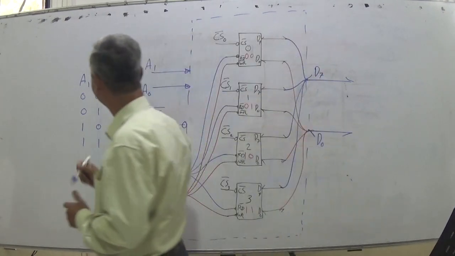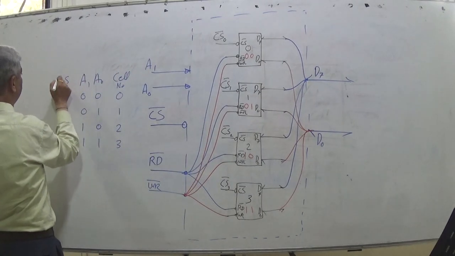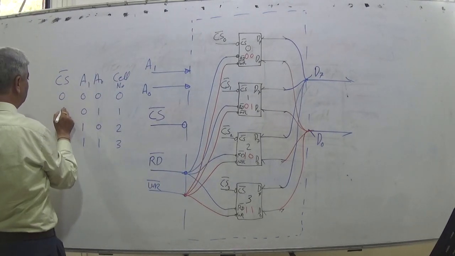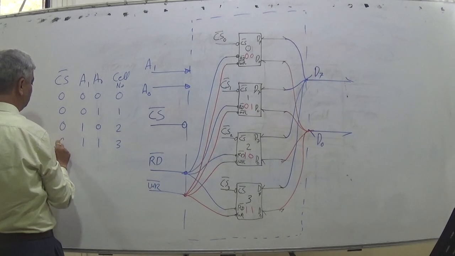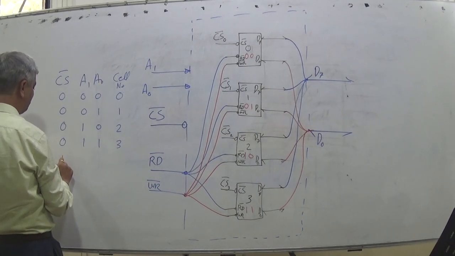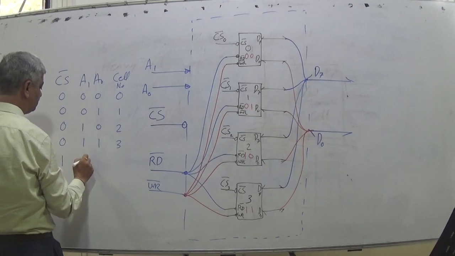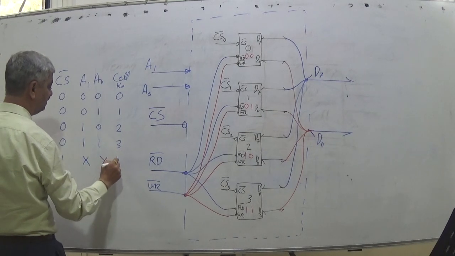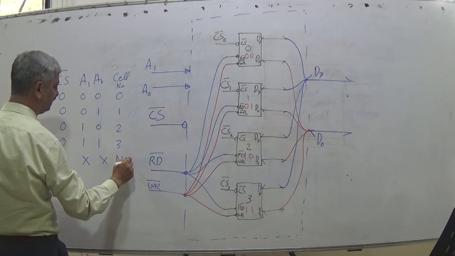So this is the entire CS bar. If this CS bar is 0, the address lines select one chip. And if this entire CS bar is 1, then irrespective of these address lines, none is selected.